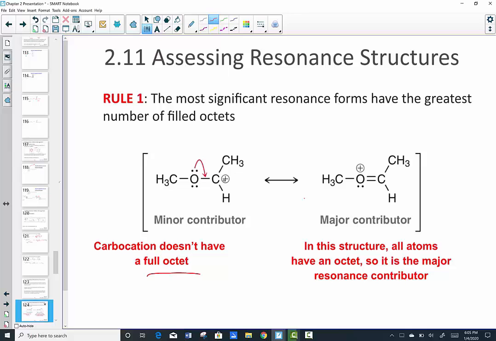Notice here, for instance, this carbon has an sp2 hybridization. It has an empty orbital. That empty orbital means that it only has 6 valence electrons, or 3 bonds. If I move a pair of electrons, as was done here, look now, this carbon has 4 bonds. This oxygen has 3 bonds and a lone pair. That means all of them are obeying the octet rule. That is a better structure. If you obey the octet rule, that's a major contributor. Rule 1.